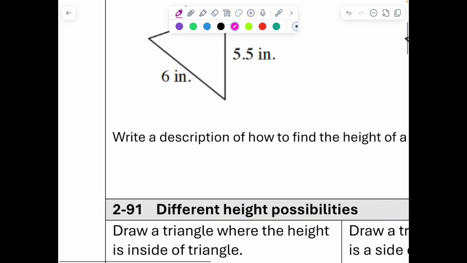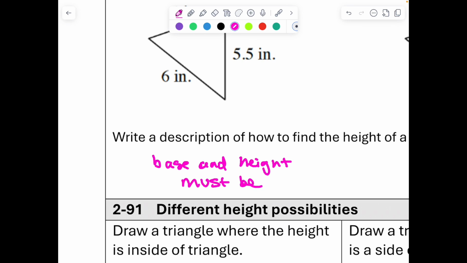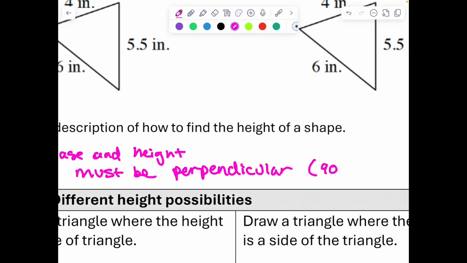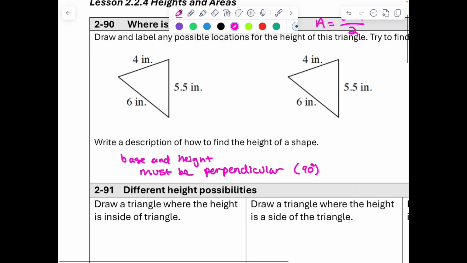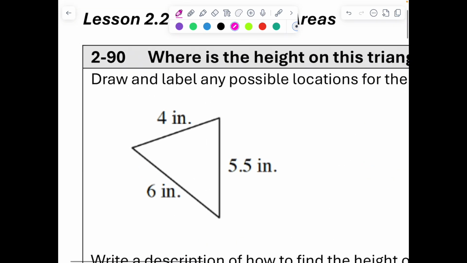Okay, if you remember from last lesson, what we talked about is that the base and height need to be perpendicular. Must be perpendicular. Which means they make a 90-degree angle, okay? So if we, for this triangle, thought our base was going to be 4, then our height would have to be drawn in like this. So that would be our height.